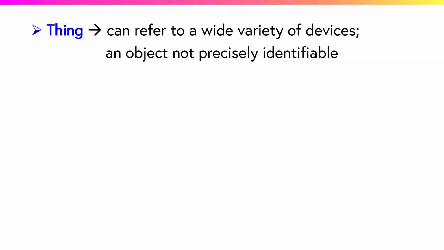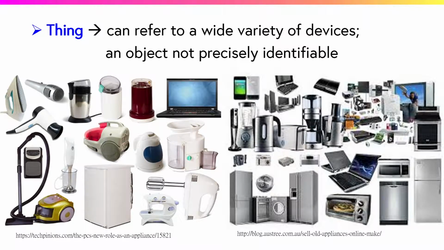Things. What are things? Basically, it can refer to any kind of devices or objects. Those devices, if you only talk about things, are not precisely identifiable. It means you cannot address them, so worldwide they cannot be located. But if you connect devices, things, together, they have to be addressable. We have to locate where the device is. So this is the things.